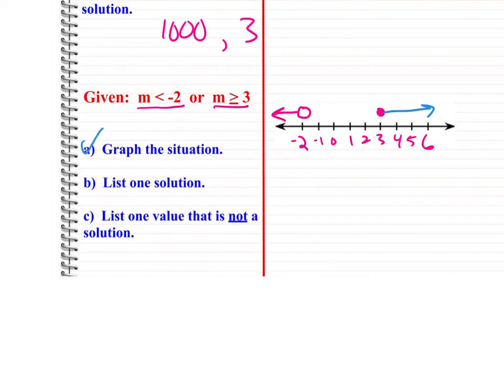Let's list one solution. Well, could be a whole bunch of different things. Anything less than -2, something like -3, something like +5, all that stuff would definitely work. List one value that's not a solution. It'd be something like 0 or 1 or 2, something like that would all not work.